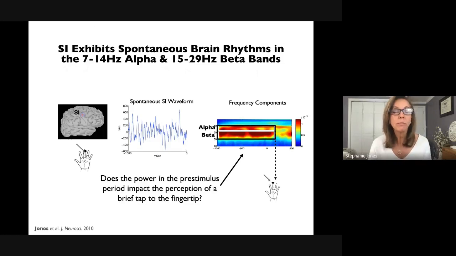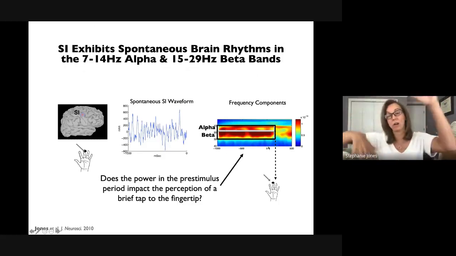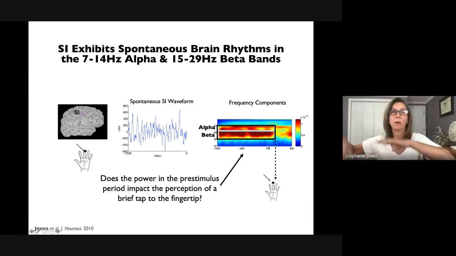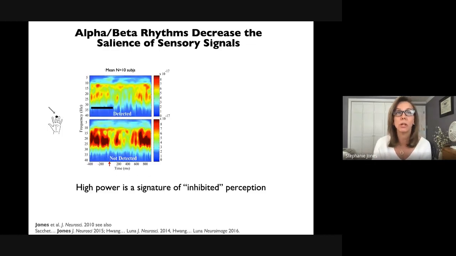So the question we were interested in to start was, does the power of this pre-stimulus oscillation, it's always changing, right? You've got this ongoing oscillation. The power changes at any point in time. Does it impact the ability of the subject to feel the tap to the finger? And the answer to that question was yes.